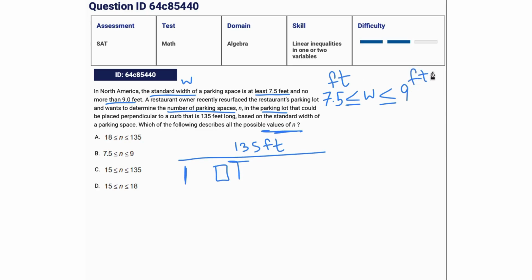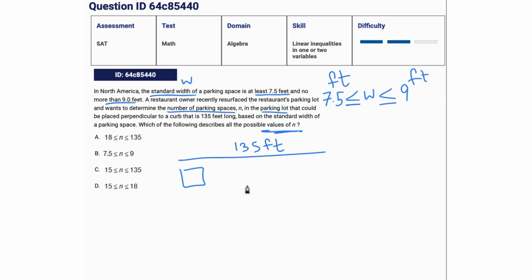Now they're asking us for the possible values of the number of parking spaces. So let's just say these are parking spaces. We need to determine the number of parking spaces, and they've also given us the minimum and the maximum width of a parking space. This is the width, this is the length, and the cars are being placed perpendicular to the 135 feet.